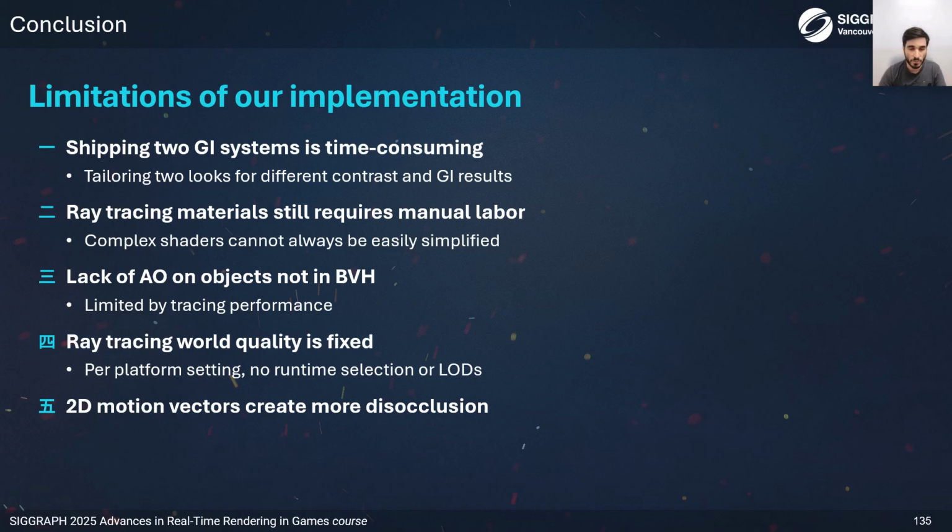On our side, the ray tracing world quality is fixed. An object that is near us in the BVH is the same quality as if it was at the edge of our BVH, and this causes issues on our side. Finally, we expect we have more disocclusion than we should have if we had 3D motion vectors.